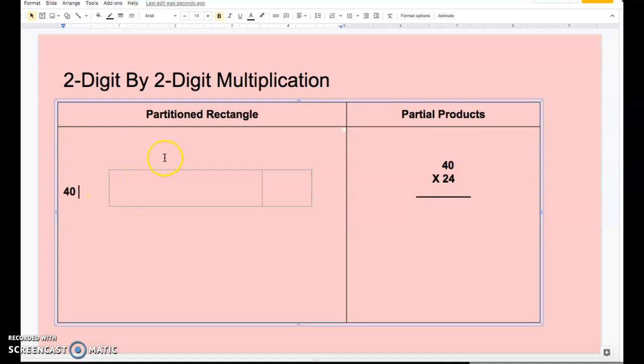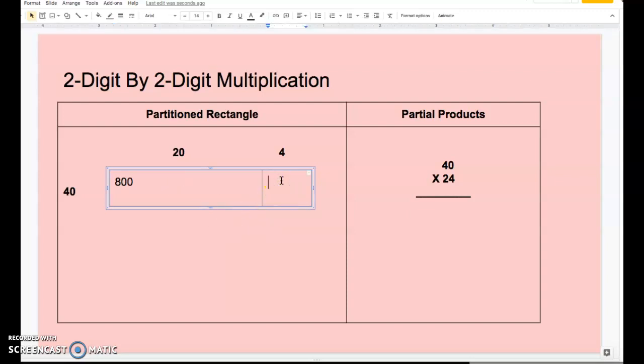I'd put 40 on the outside here, and then I'd break up my 20 from my 4 because 24 has a number in the tens place and a number in the ones place. So I'm going to make that a 20 and a 4. Now I'm going to multiply. My first box here, I know I need to multiply 40 times 20. Well, I know that 4 times 2 is 8, and if I have two zeros to make a 20 and a 40, I'll add them at the end to make 800.